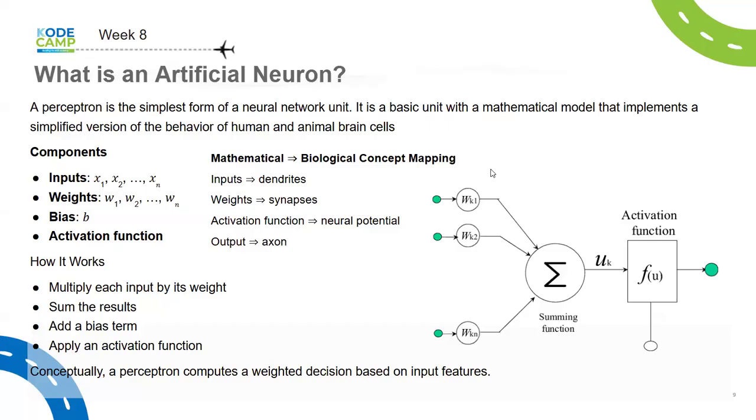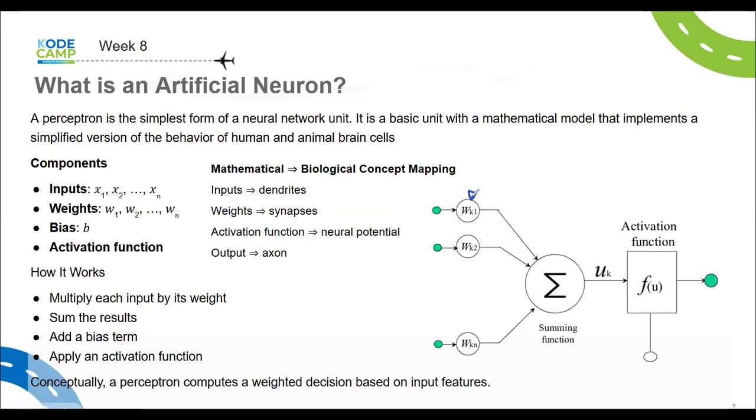And that is why the synapse effectively maps to the weight. Because the weight in an artificial neural network is a measure of how much of this input signal finds its way into the body of the neuron.